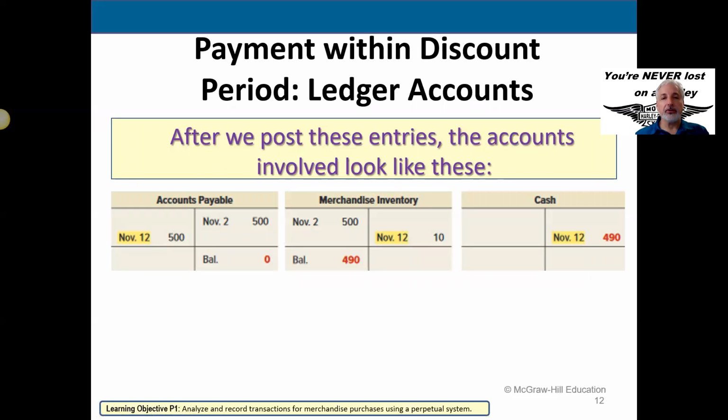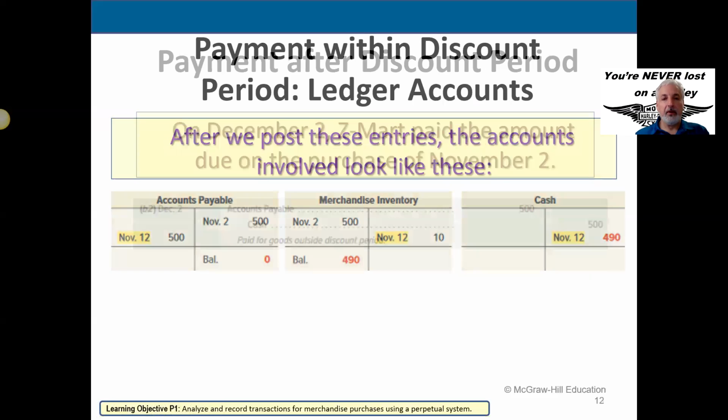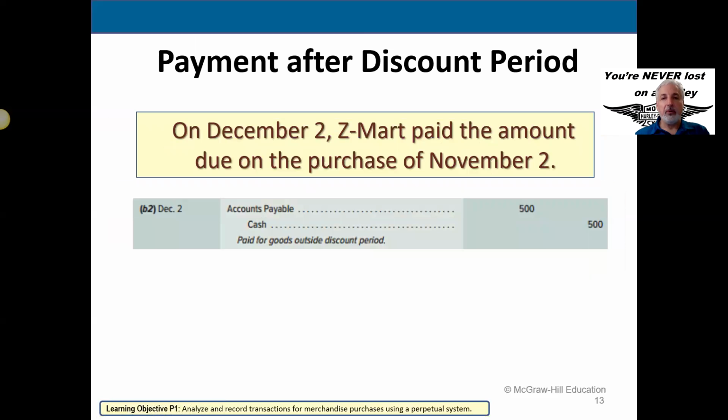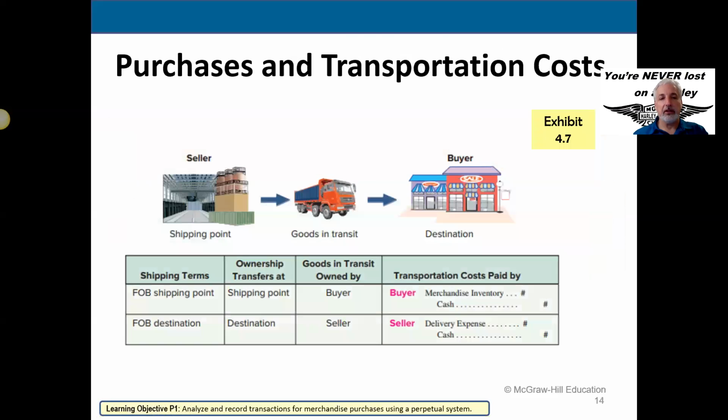Here's the T account or the ledger to go with it. And then if we pay after the discount period, $500 in inventory stays intact, and accounts payable is cleared for 500. Credit the cash, debit the payable, you still have the inventory. By the way, shipping, when you buy the stuff, you always add shipping to inventory. We'll talk about it a little bit later. Another concept that's kind of important.